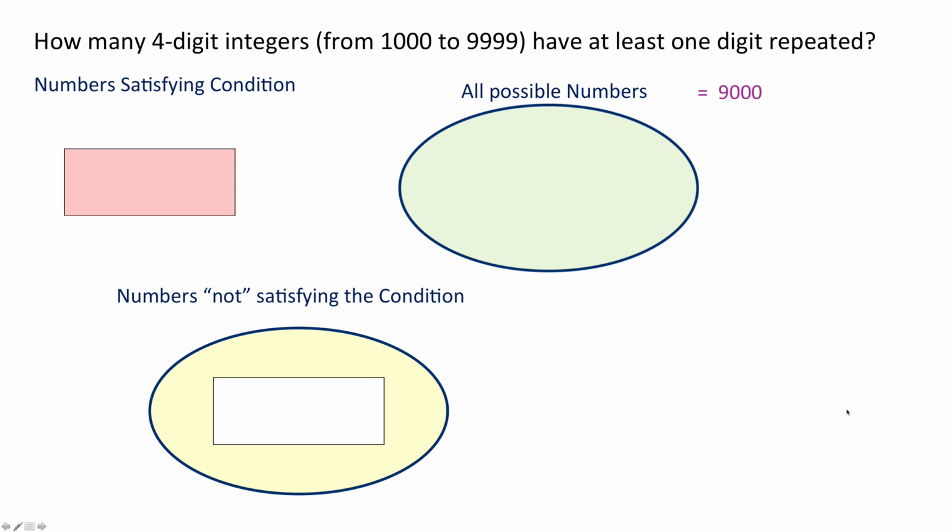Now, the reason why we are doing it here is, it may be difficult to find the numbers in this set. As we saw, it's a very cumbersome method to list them all down, see whether they are following the conditions or not, and then count. It may be much easier to find this particular set. We already know that this is 9000. It may be much easier to find the numbers which are not satisfying the condition.